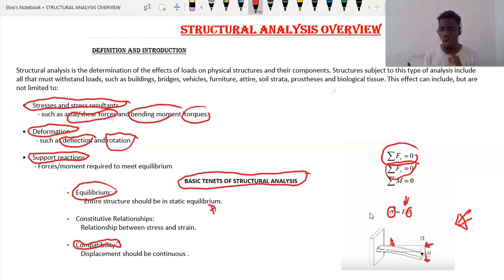This is what we know as cantilever beam. Okay, so this is the beam. This is a type of beam that has just one support. Okay, as you can see, this beam is attached to the wall. So this is what we know as cantilever beam. Okay, guys, so let's move to the next slide.